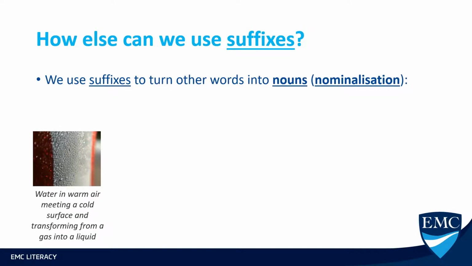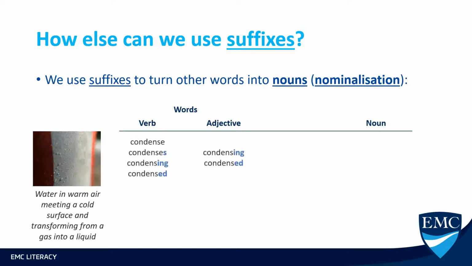The process we're observing is water in warm air meeting a cold surface and transforming from a gas into a liquid. That's a bit of a mouthful though, when we have a nice precise word like condense. So let's look at how different suffixes change the function of this one word.